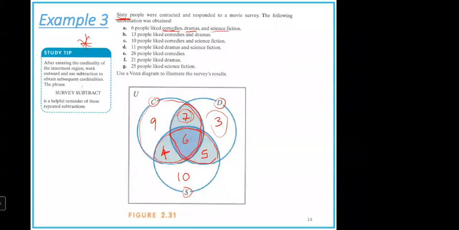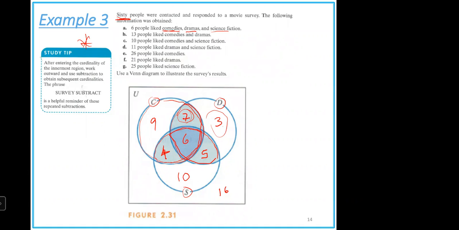Put the balance on in the universal. Okay. So what's the balance in this case? 16. You said it was 16. Yeah. Okay. So 16 people did not like comedies or dramas or science fiction. Okay. So those would fall on the outside of that set, those 3 circles. And so that's how we represent the question using the Venn diagram.